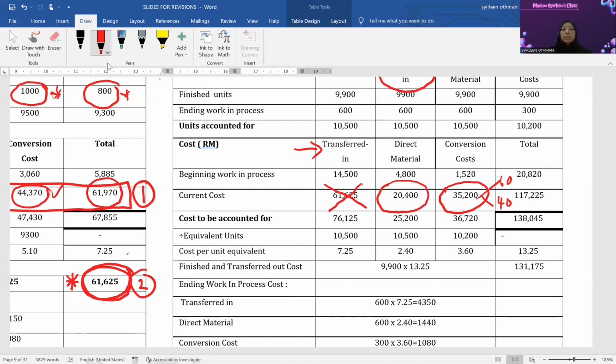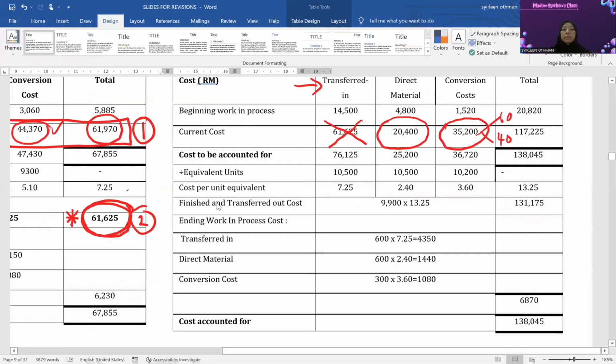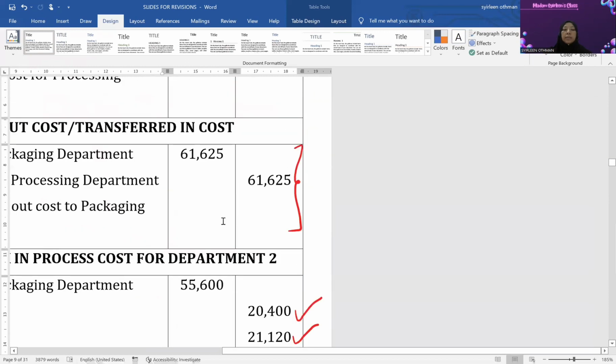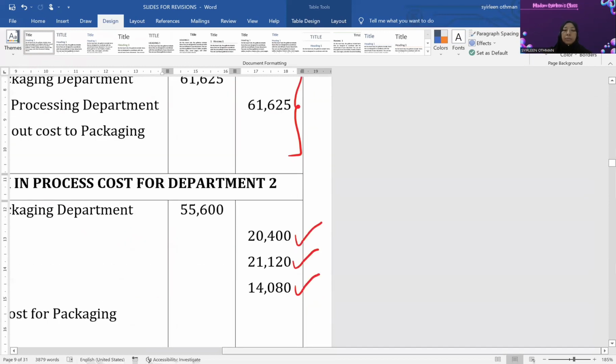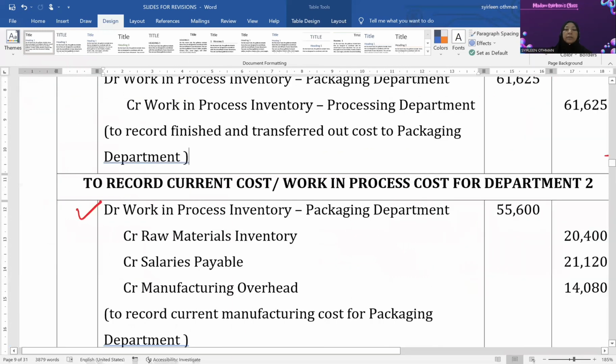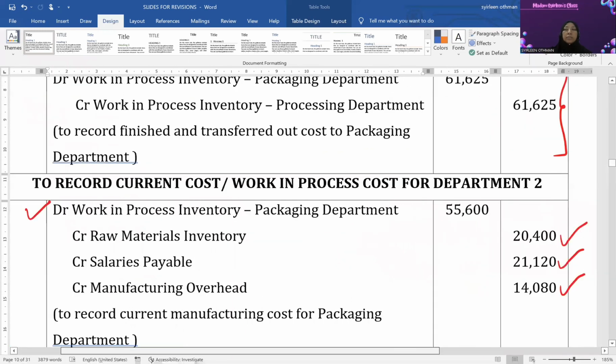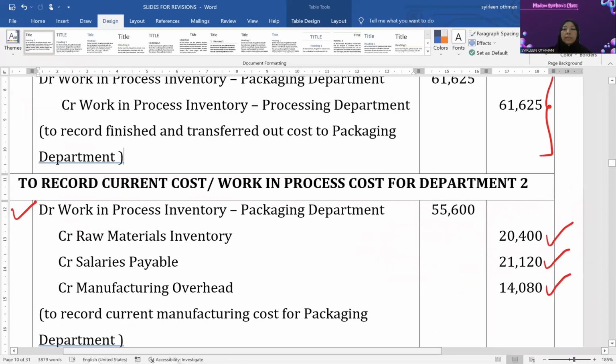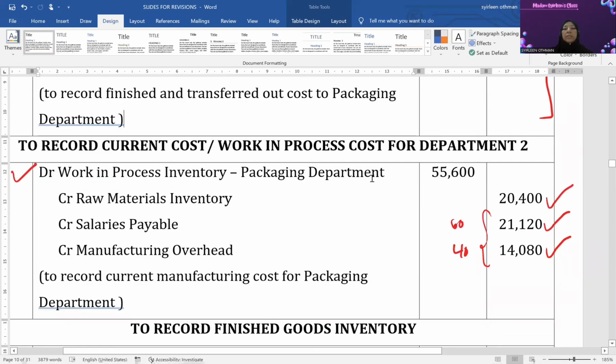So 20,400 and 35,200, okay, jumlah dia ialah 55,600 sahaja. Okay, so the current cost for direct material is 20,400. Yang ini kita dapat daripada 60-40 tadi. Okay, so this is to record the current cost or the process cost in department 2 atau packaging department. Okay, so you only have 2 departments.